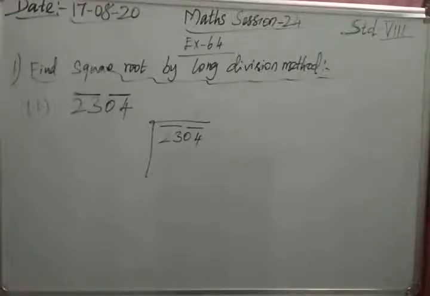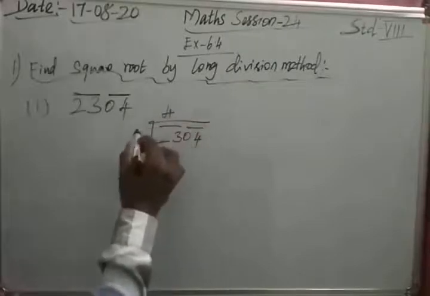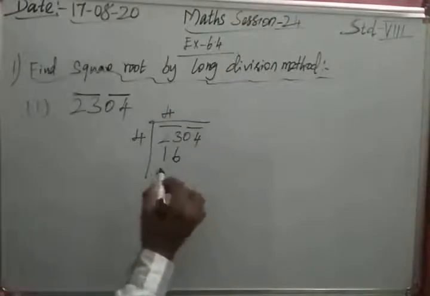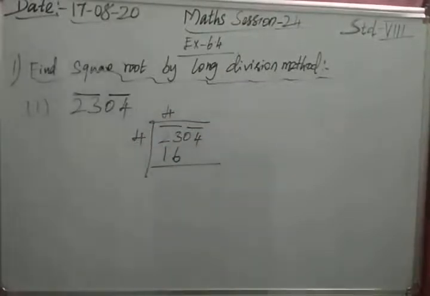2 twos are 4, right? Then 3 threes are 9. 4 fours are 16. 5 fives are 25, but that exceeds 23. So what is the previous number we have taken? 4 fours are 16. Then what is the balance? When we subtract 16 from 23, we get 7.